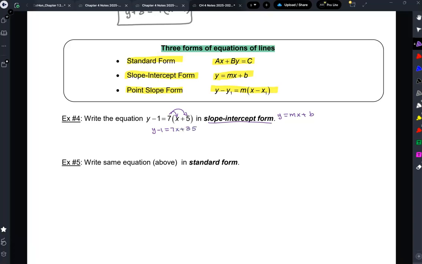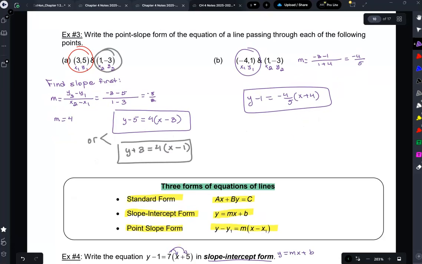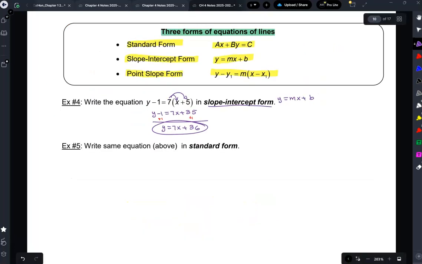Okay? Then what am I going to do? Plus 1, plus 1. So y equals 7x plus 36, and you're done. And so remember how here we said you can have this form or you can have this one, right? When you put both of these into slope-intercept form, both of them give you the same answer. So there could be multiple versions of the point slope, but only one version of this.